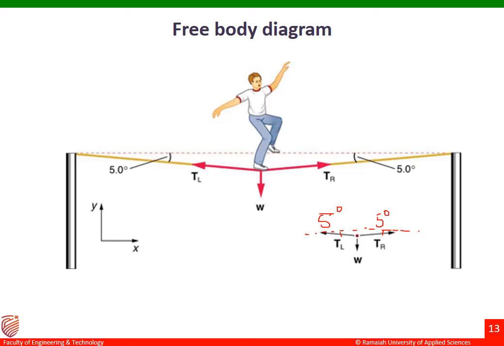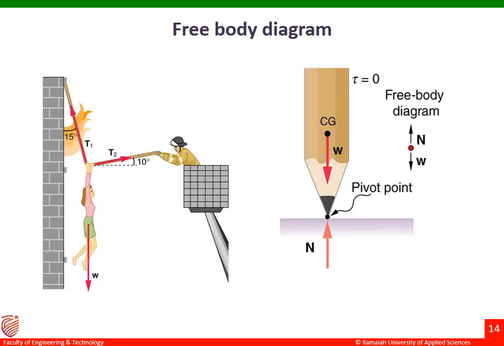Without writing the angles made by these forces in the free body diagram, it is not complete. So always you should include all the angles made by the forces, what forces are acting on the body, and the direction of forces should also be mentioned in the free body diagram. So this is the example. So let us study some of the different types of figures for free body diagram.